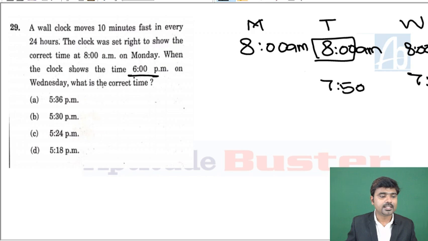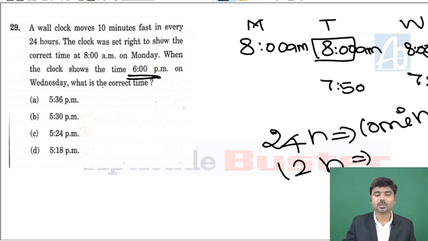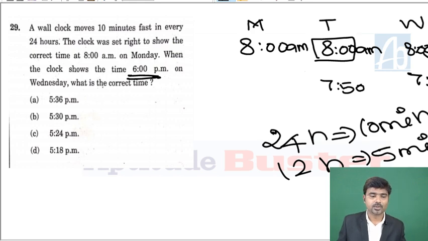When the clock shows 6 p.m., right? 6 p.m. How many hours difference? If it is 12 hours difference, then we can say 5 minutes. 24 hours, if it is 24 hours difference, it is given 10 minutes, right? If it is 12 hours difference, 12 hours means 5 minutes. Here it's not 12 hours, 8 a.m. to 6 p.m. here only 10 hours. So the answer should be less than 5 minutes, approximately 4 minutes.